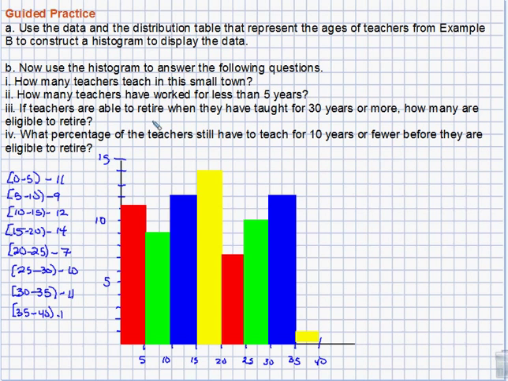So how many teachers teach in the small town? Well, the answer to letter I, we'd add up the total of all of the numbers we had in our frequency. So we total that up and we get 75. So 75 teachers. How many have worked for less than 5 years? Well, that's this bin right here, because it doesn't include 5, right? So it's for less than 5, so that was 11.